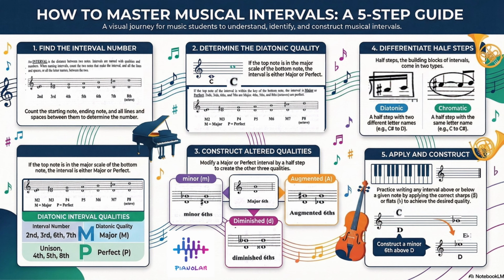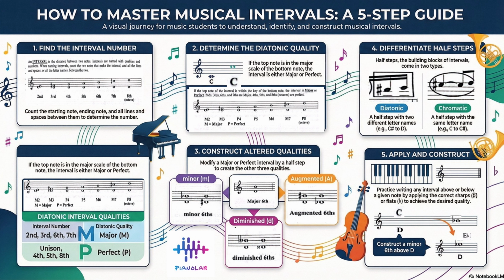So if I'm on a C and I go up to an F, I count C as 1, D is 2, E is 3, and F is 4. So that makes it some kind of a fourth. It's a fourth. The number just gives you the span. And that number stays the same no matter what, right? Even with sharps or flats. Correct. Yeah. C to F sharp is still a fourth. C to F flat is also a fourth. The number doesn't change, only the quality does.